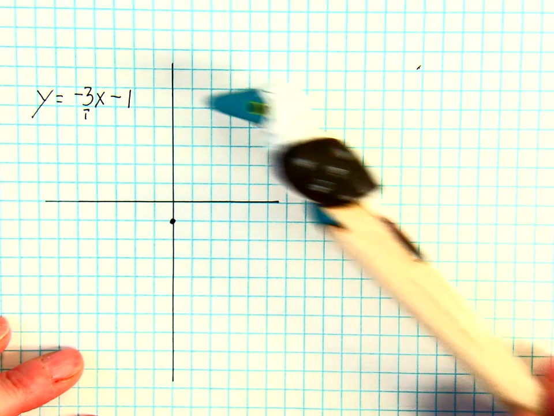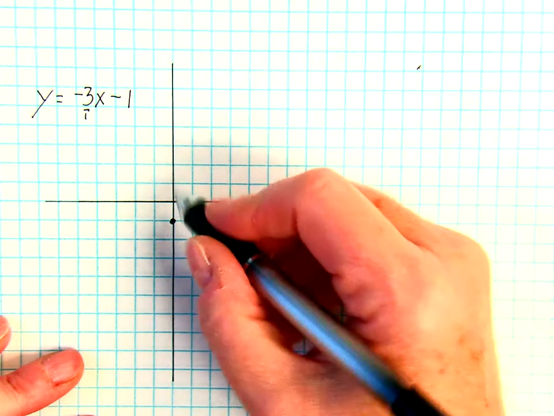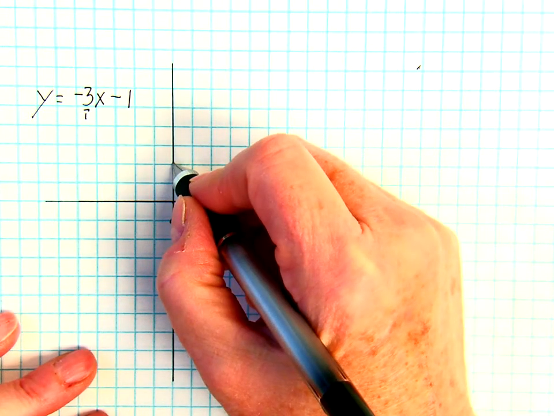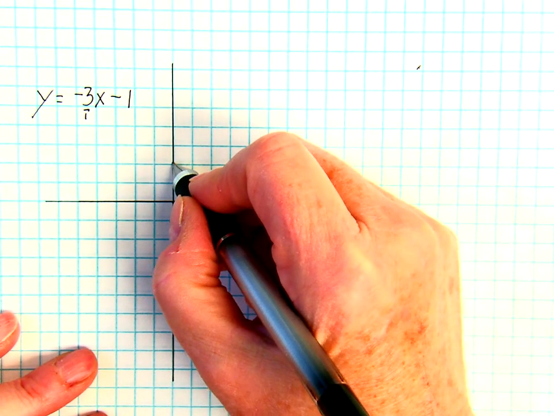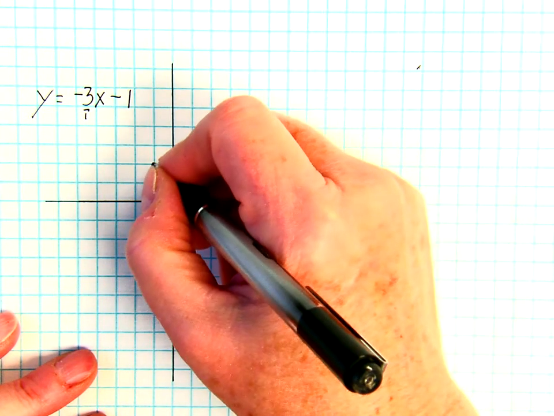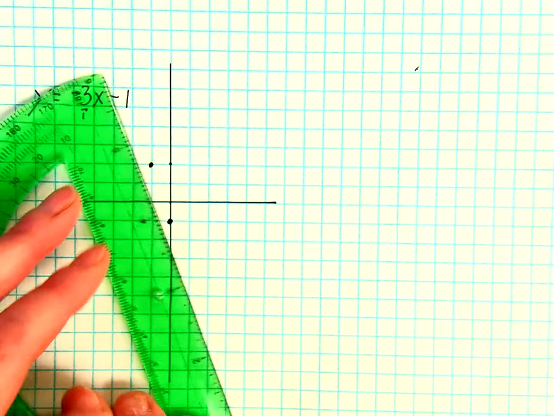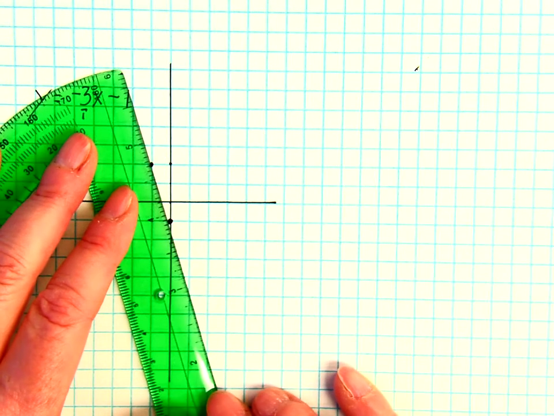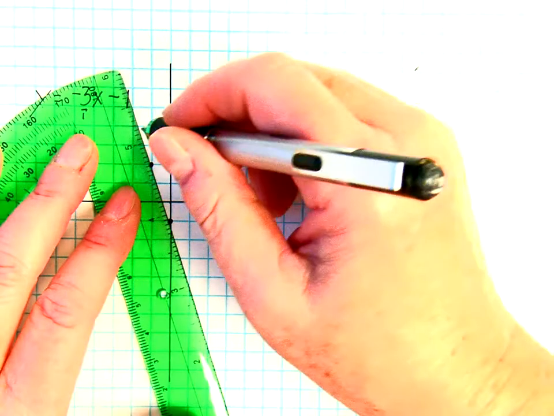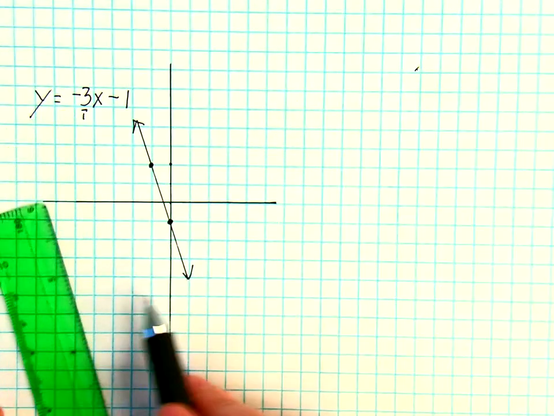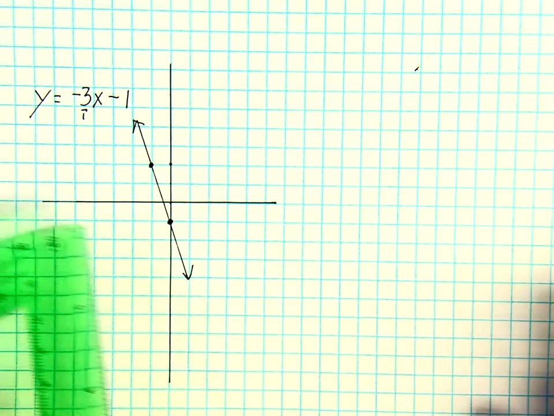Yes, he can. Okay, so we're going to rise 3, 1, 2, 3. But now we're going to run left 1 instead of right. And now that is what we're going to talk about. We're going to talk very quickly about our negatives and our positives. So this is the line that we have here.